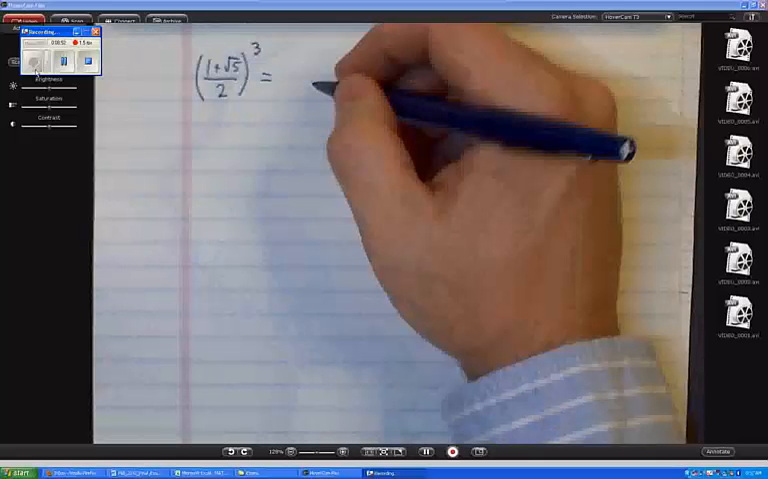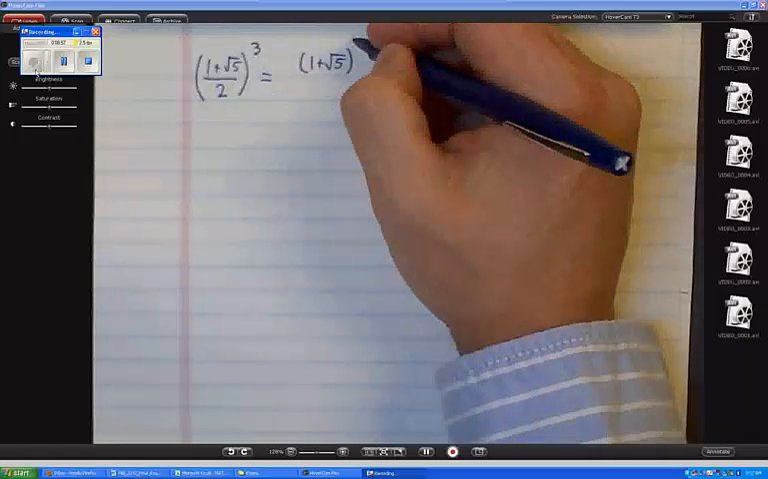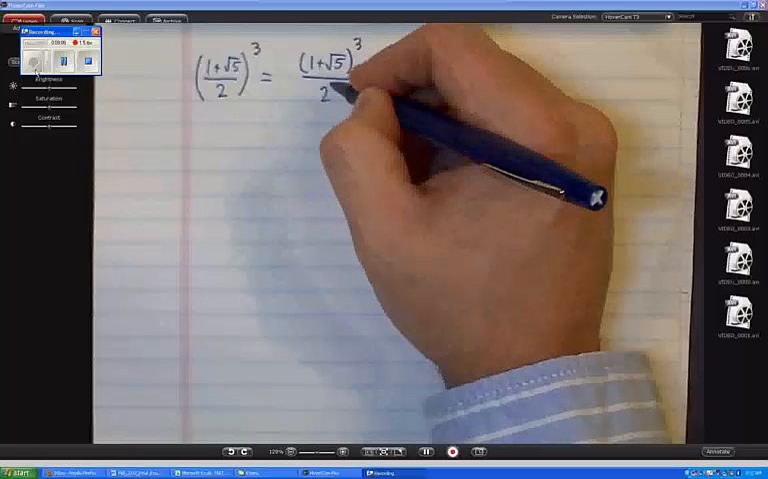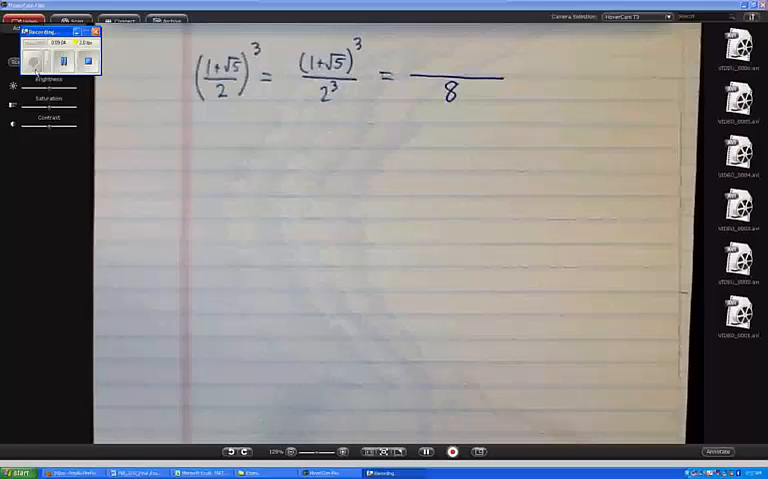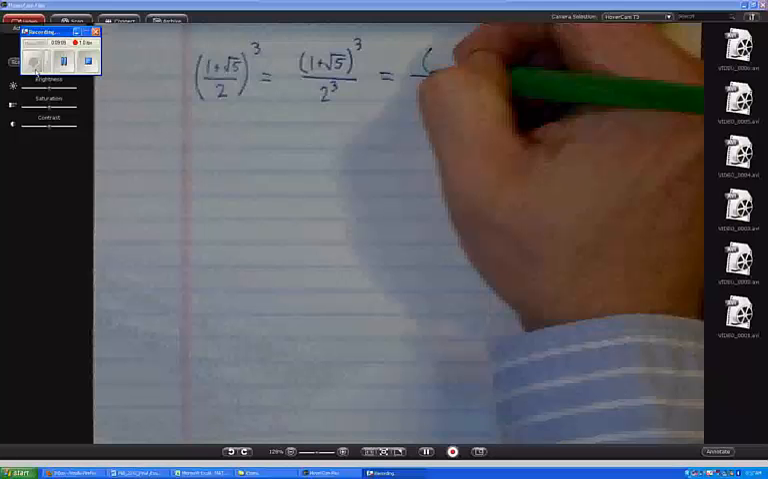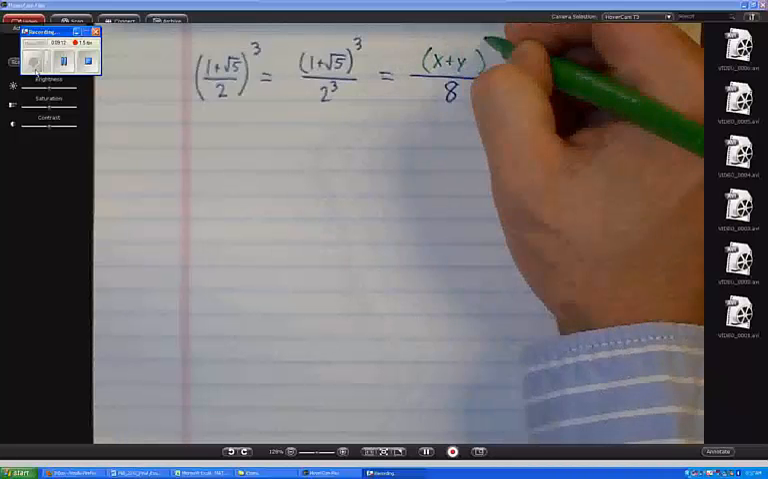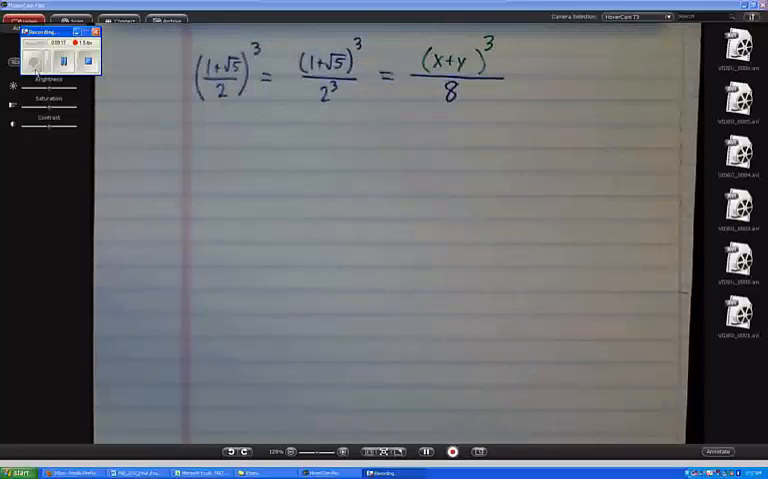Well, this is going to be 1 plus the square root of 5 to the 3rd power over 2 to the 3rd power. So it's something over 8. Now, what I like to do, when I'm first learning this anyways, is replace things. Let's call this x plus y to the 3rd power. And so you have to know what row of Pascal's triangle you're in. Otherwise, this doesn't go anywhere.